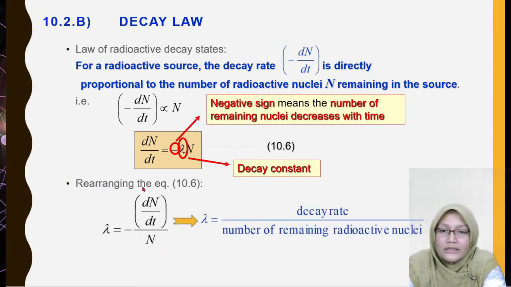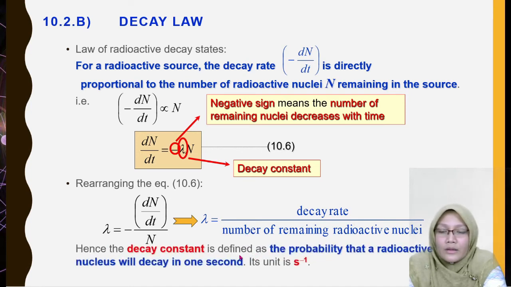Okay, rearrange this equation, akan dapat lambda, decay constant ni, equal to negative dN per dt per N. Ni kita panggil dN per dt adalah decay rate, per number of remaining radioactive nuclei. So decay constant lambda is defined as the probability that a radioactive nucleus will decay in 1 second. So unit dia adalah dalam s minus 1, decay constant.